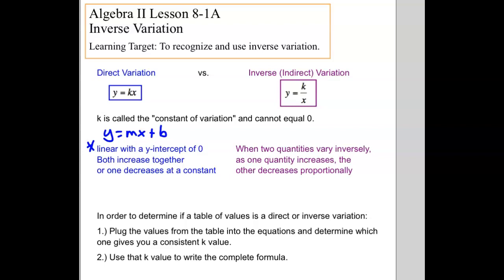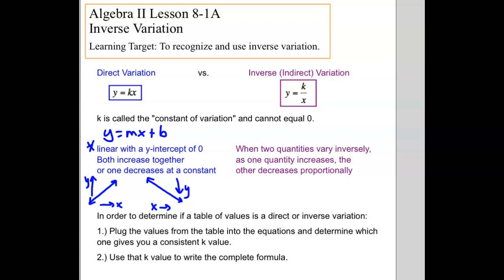For example, if your slope is positive, we have a line that's moving up. So as our x increases, our y also increases. If we have a negative sloping line, as our x increases, our y value decreases, but at a constant rate. So that makes it a direct variation problem.